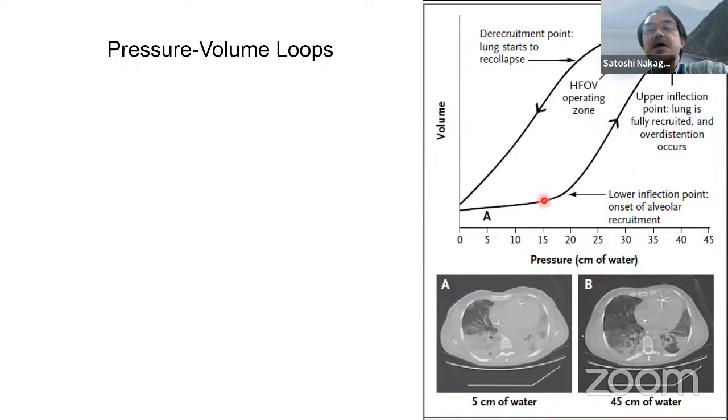This is the nice diagram of the pressure-volume curve. This is the inspiratory limb, and this is the expiratory limb. And this is the typical loop of conventional mechanical ventilation. So this is the PEEP level, and this is PIP, and this is end-expiratory lung volume, and this is recruited lung volume. In high-frequency oscillation with the same airway pressure, the loop is going to be like this.